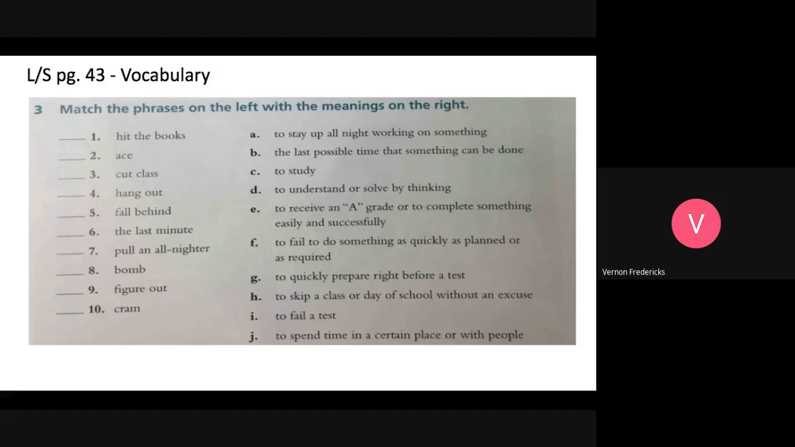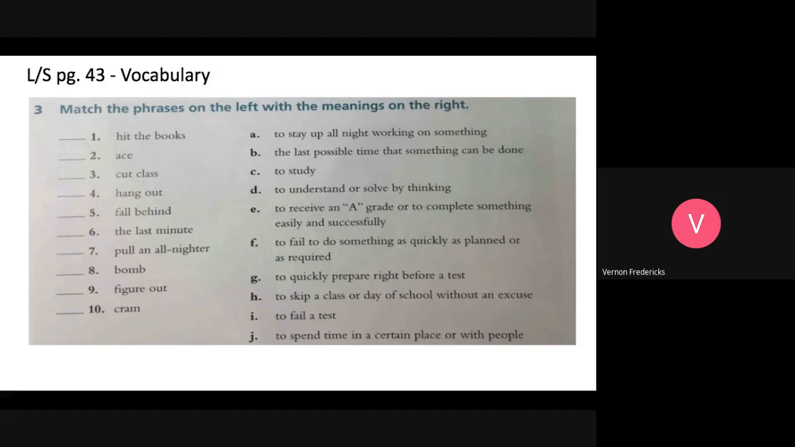Okay, students, welcome back. Number 1, hit the books. Number 1 is C, to study, yeah? Number 2, ace. Number E, to receive an A or an A+. Number 3, cut class. Number H, to skip class. Number 4, hang out. Number J, to spend time in a certain place or with people. Number 5, fall behind. F, to fail to do something as quickly as planned or as required.